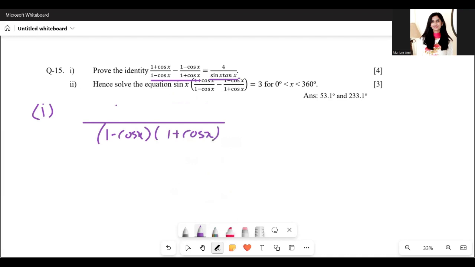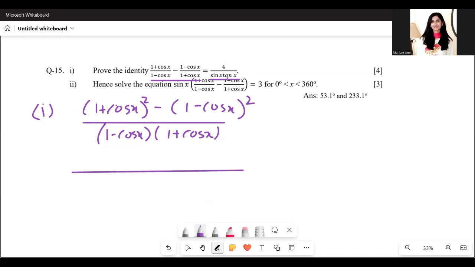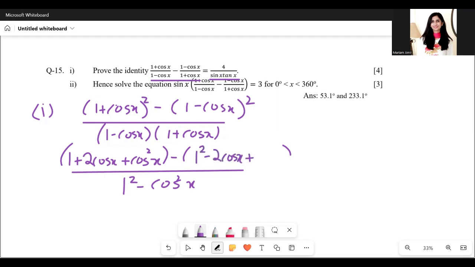To make the denominator the same, the numerator would become (1 plus cos x) whole squared minus (1 minus cos x) whole squared. Now the denominator would become, this is the identity (a plus b)(a minus b), which is equal to a squared minus b squared. In the numerator, I'm also using an algebraic identity, a squared plus 2ab plus b squared. Now there's a minus sign in between, so you have to be careful and put further brackets. This would be a squared minus 2ab plus b squared.